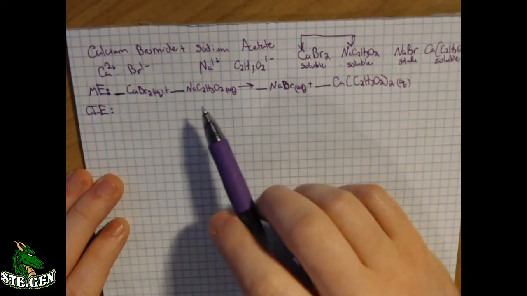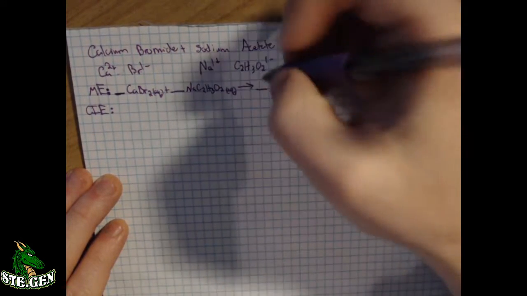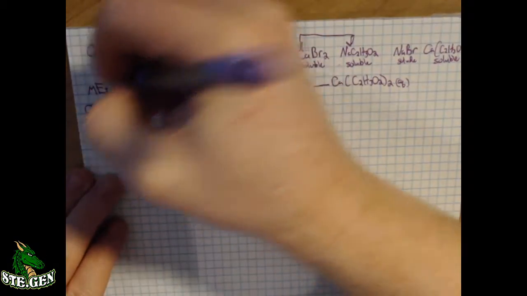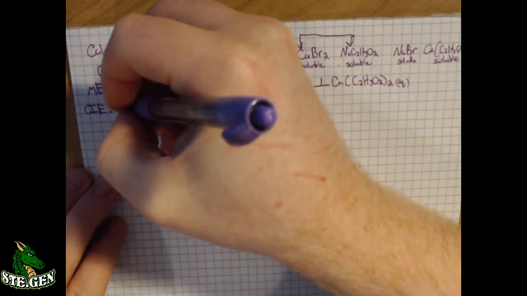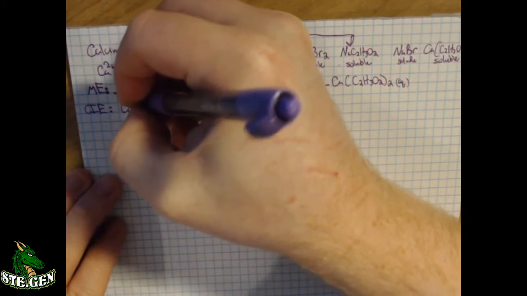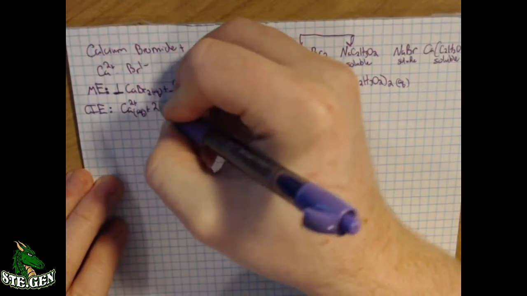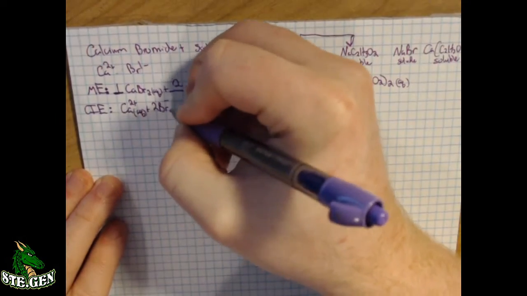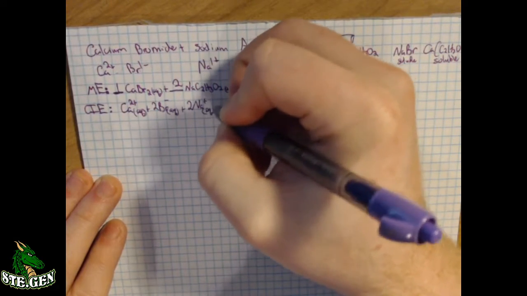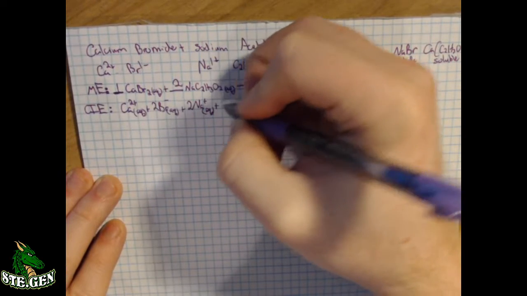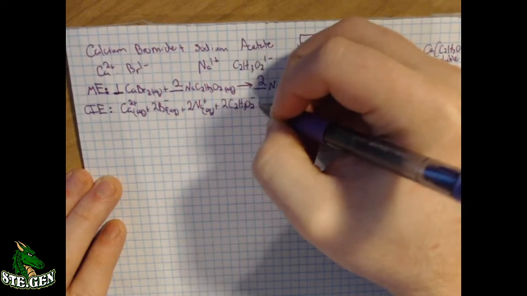First, we've got to make sure it's balanced, so we know that we're actually keeping track of everything. This needs 2 acetates, and this needs 2 bromines, so we're going to end up having to put 2s there to get it balanced. So now we've got a Ca 2+ that is aqueous, plus 2 Br minus that are aqueous, plus 2 Na plus that are aqueous, plus 2 acetates, C2H3O2 minus, that are aqueous.